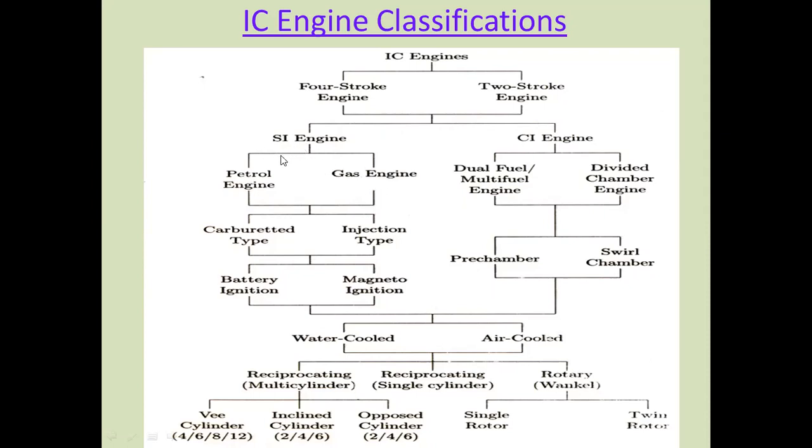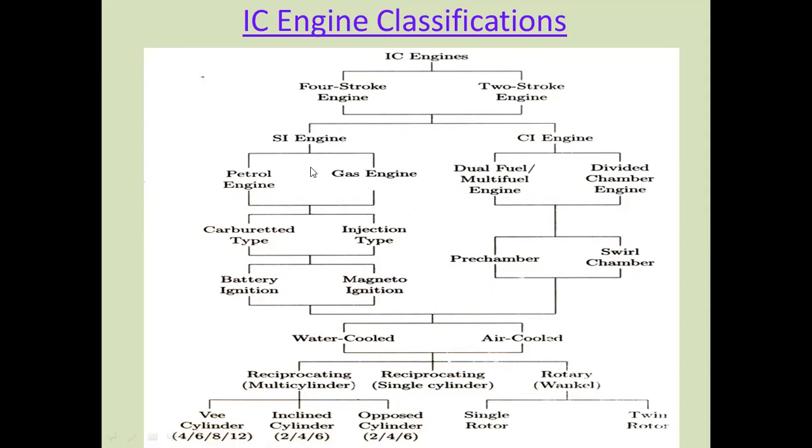Generally, the SI engine was invented by the scientist Otto in the year 1879. In the spark ignition four-stroke engine, the processes are suction, compression, combustion and exhaust. Generally, we say the SI engine is a constant volume engine, but the CI engine works on the constant pressure cycle.